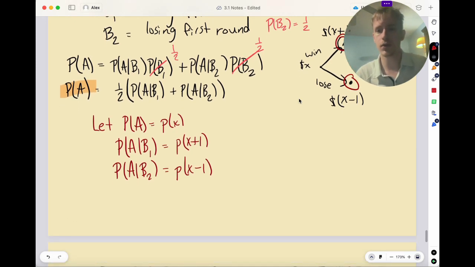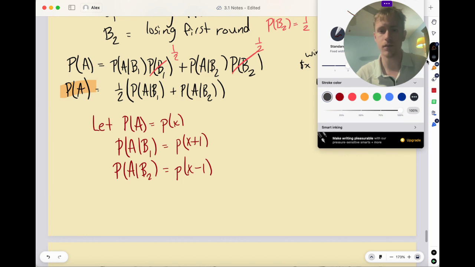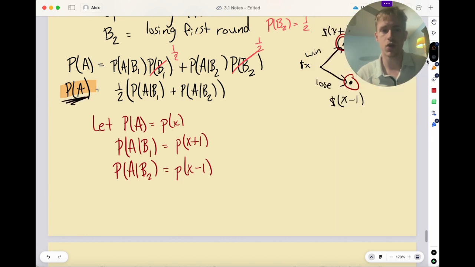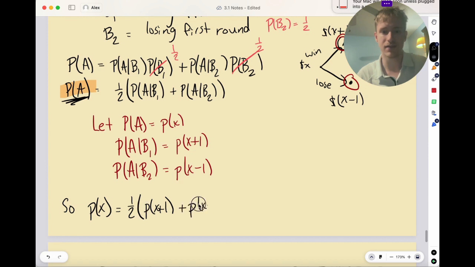So we should be able to write down the function now. We're going to rewrite this. We have that the probability of A occurring, which is P of X, is going to equal 1/2 times P of X plus 1 plus P of X minus 1. Now, upon first glance, that looks like it doesn't help us at all, right? I just wrote a function, and we're trying to find that function in terms of two other functions that we're trying to find.